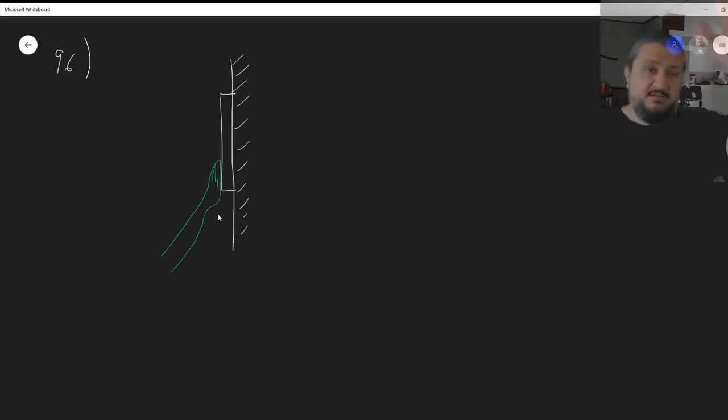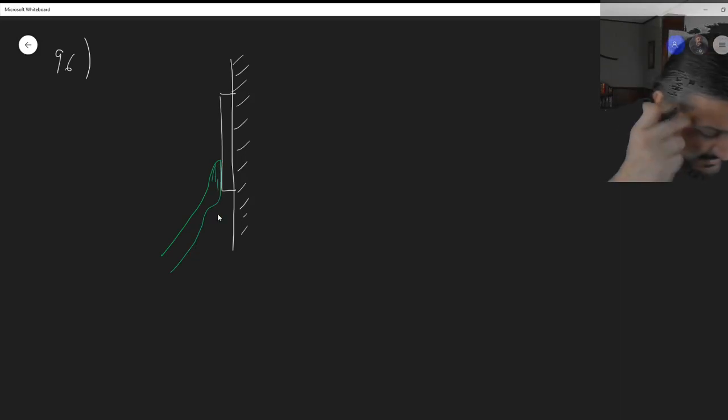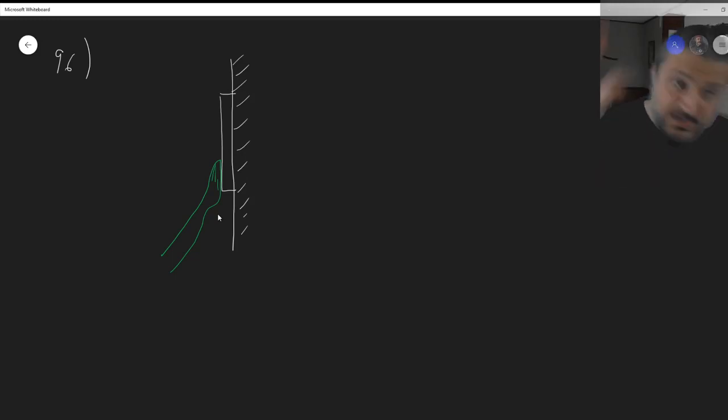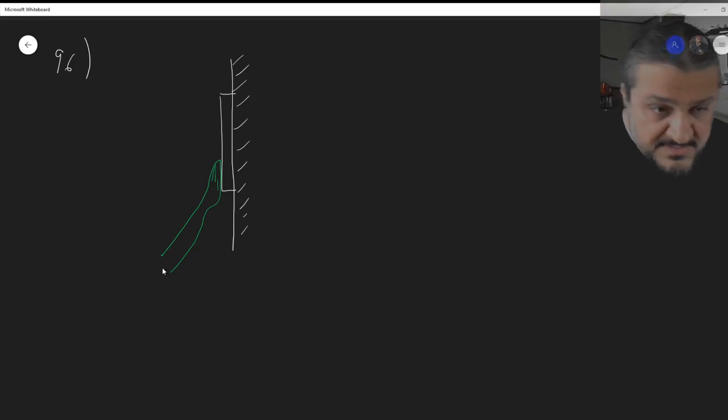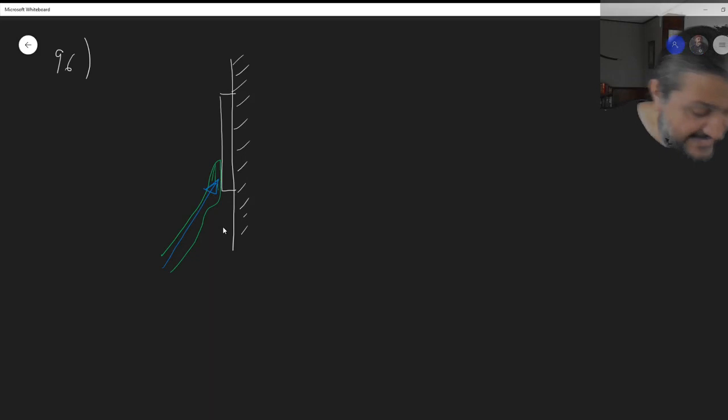Okay, that's your hand. And of course you have to press, so you exert a force. Let's show that force with blue. This is the force you exert on the frame, and that's at an angle of 40 degrees. So that's the picture, and we call it F.